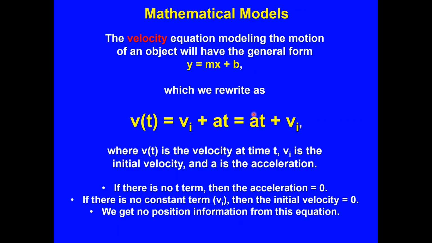If there is no t term, then our velocity at any time is the initial velocity. That's a constant velocity, no acceleration. If there's no constant term, then that means the initial velocity was 0, so the object started from rest. Notice that this equation does not in any way give us any information about the location of the object. We cannot get an initial position or position at any time from this equation.